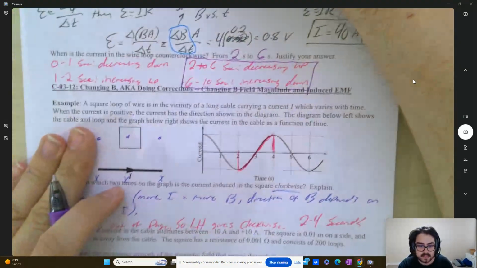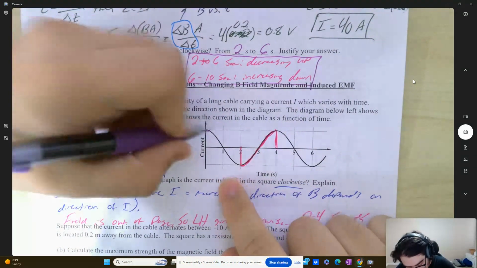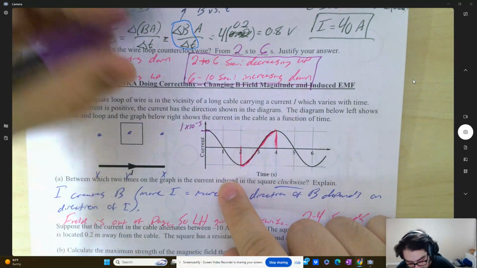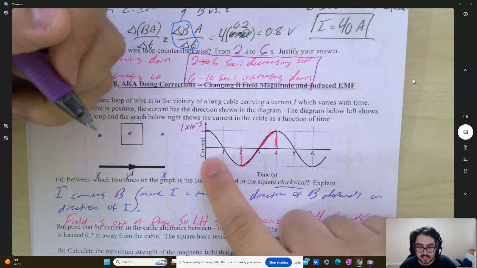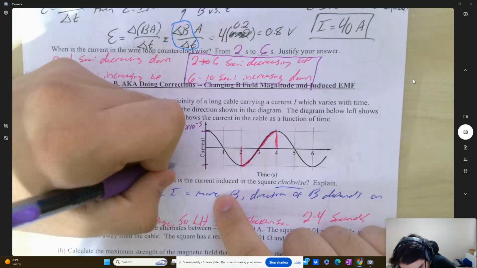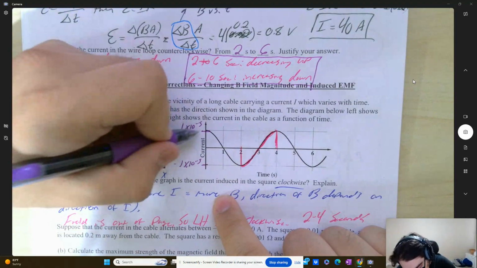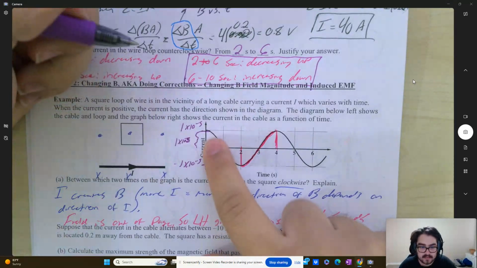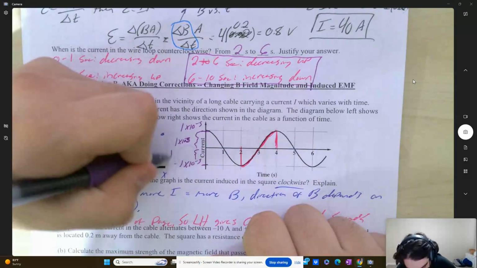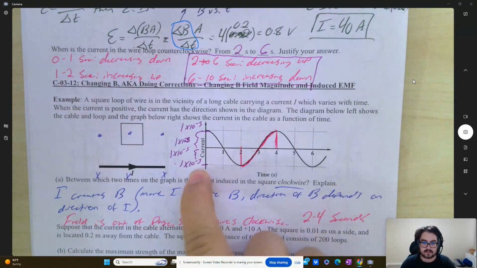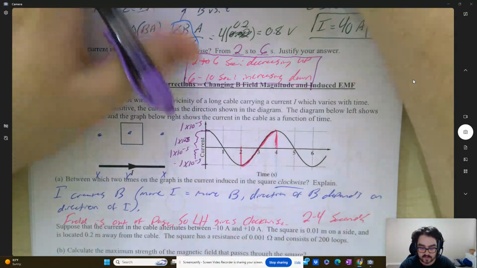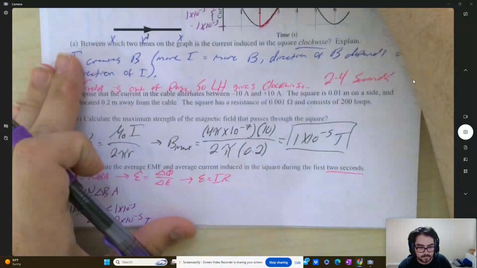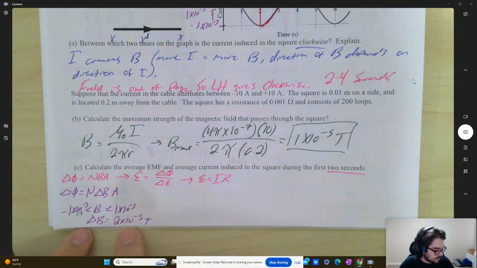Because what's happening is here, this is 1 times 10 to the negative 5. And then down here, because it has the same amplitude on the bottom, it's going to be negative 1 times 10 to the negative 5. And the distance here is 1 times 10 to the negative 5 to get to 0. Then it's another 1 times 10 to the negative 5 to get back down to the opposite end. So it's actually 2 times 10 to the negative 5. Okay, you're with me on that? Okay. So then we have that.